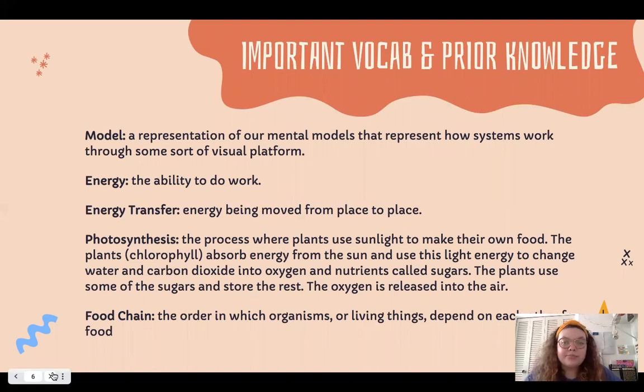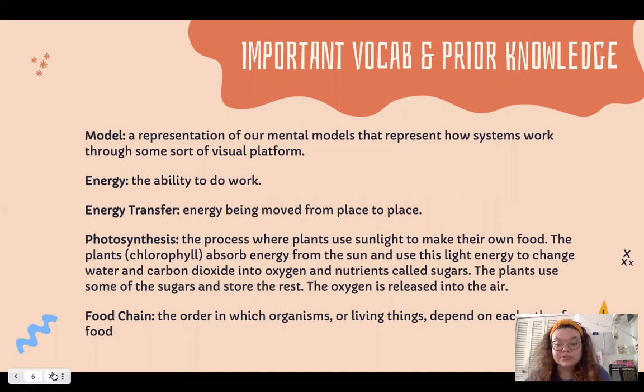So, important vocab and prior knowledge for students. The vocab that would be introduced would be a model. A model is a representation of our mental models. Our mental models are those thought processes that we're having, how we work everything out in our mind, that represent how systems work through some sort of visual platform.